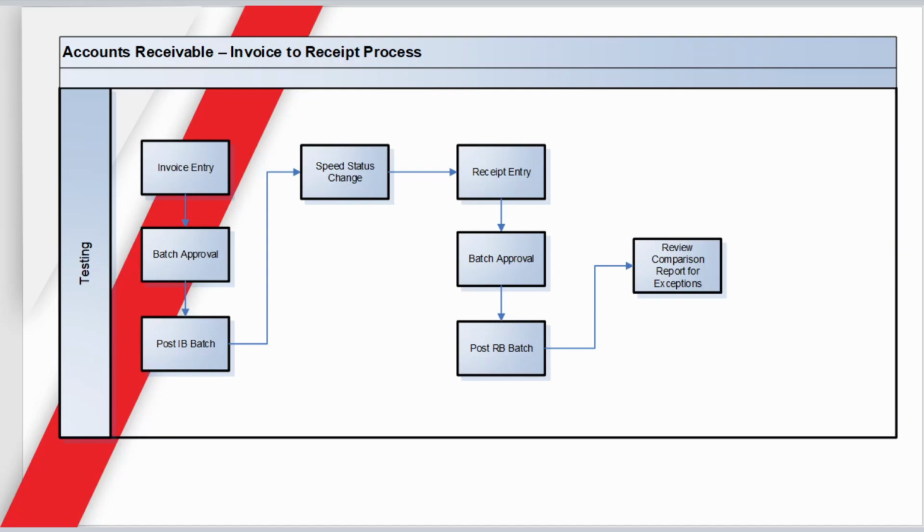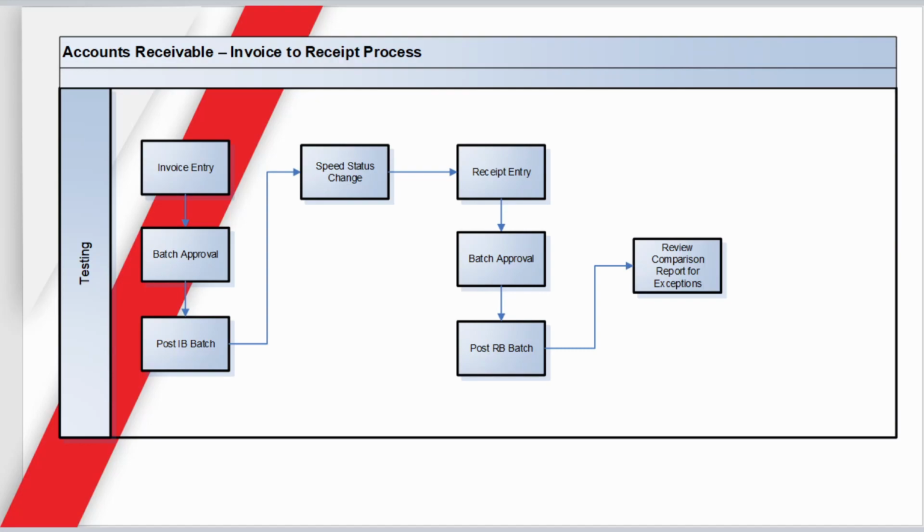Another is consolidating all the correct testing data for a successful result, manually updating test scripts with the testing results as they go along. If we have a look at the process flow, it starts with invoice entry, batch approval, and then posting the IB batch to the general ledger. The speed status change, our receipt entry, batch approval again, and posting the RB batch to the general ledger.